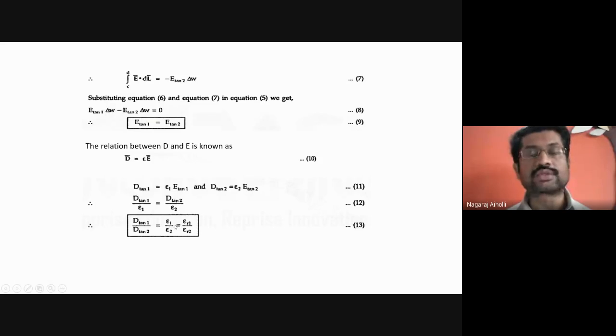Epsilon 1 I can write as epsilon naught into epsilon r1, and epsilon 2 is epsilon naught into epsilon r2. Epsilon naught in the numerator and denominator will cancel, and hence I will get epsilon r1 by epsilon r2. The final equation will be D tan 1 by D tan 2 is equal to epsilon 1 by epsilon 2, that is equal to epsilon r1 by epsilon r2. Take this as equation number 13. This is one of the important equations which we will be using in our further derivations.